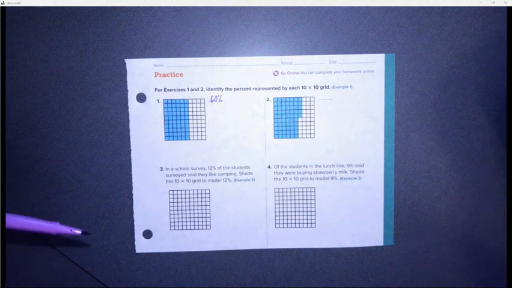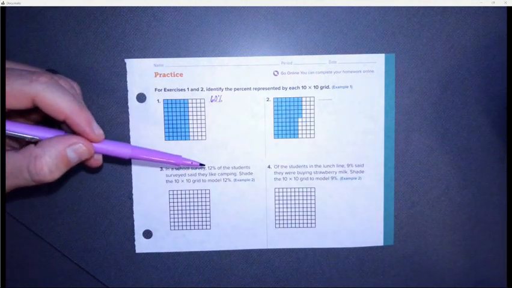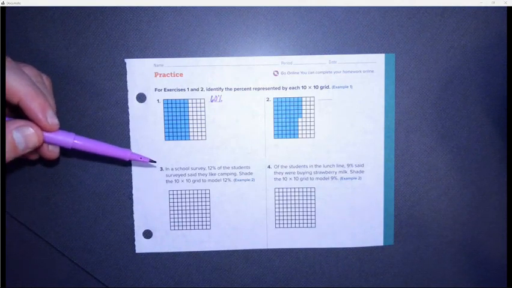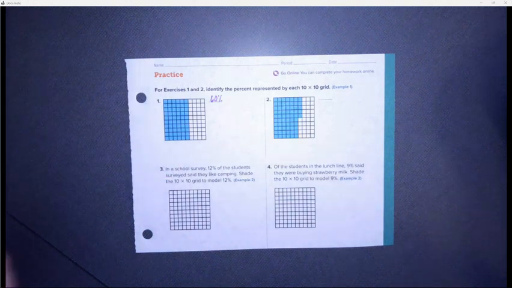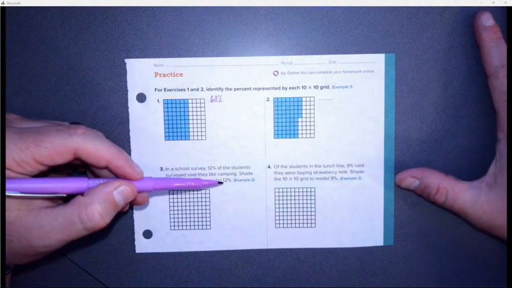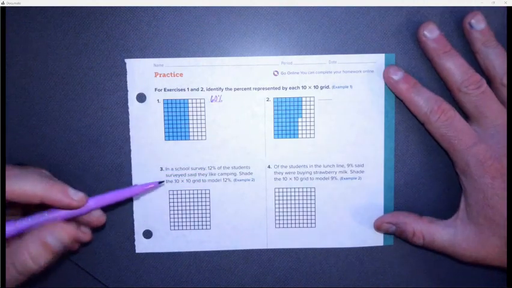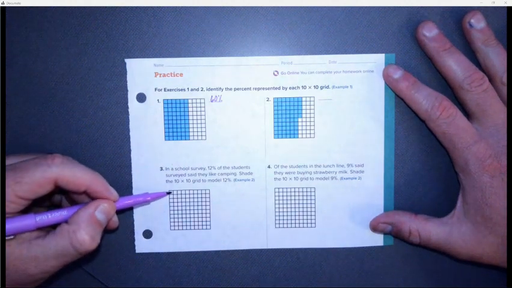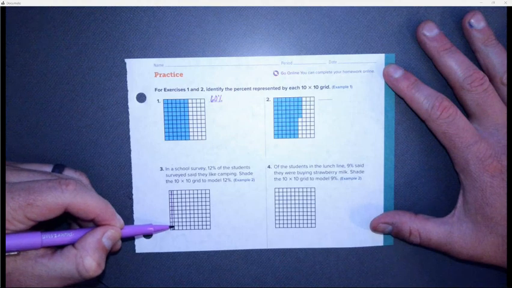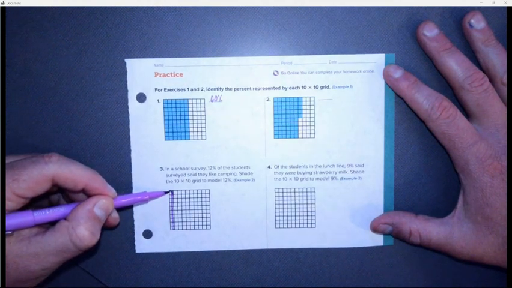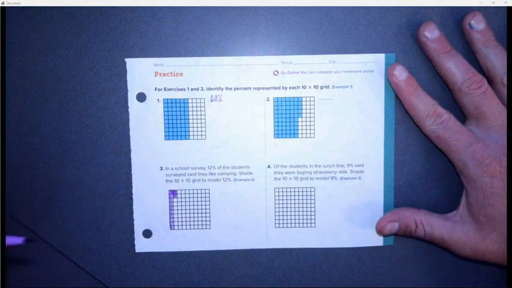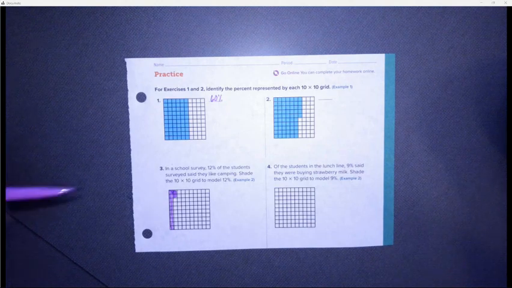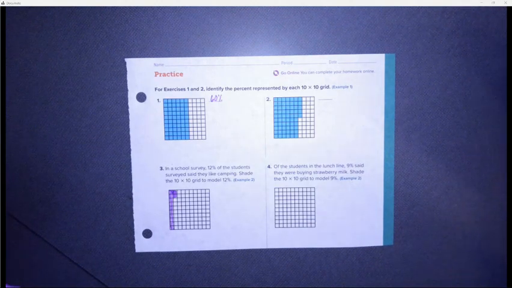Okay. Number 3 tells us a school survey, 12% of the students surveyed said they liked camping. They want us to shade in the 10 by 10 grid to model 12%. Well, based off of what we learned through our lesson, we know that one whole column is 10%, so I can shade one whole column here. And if I need an additional 2% to have 12%, I'm just going to shade 2 more squares to have 12% modeled within my 10 by 10 grid.